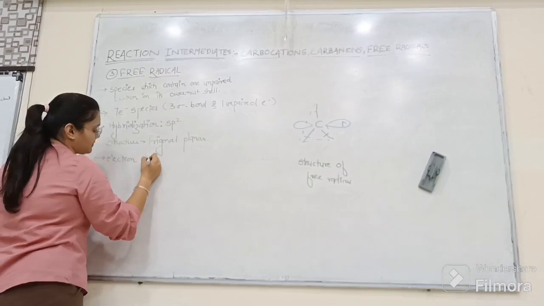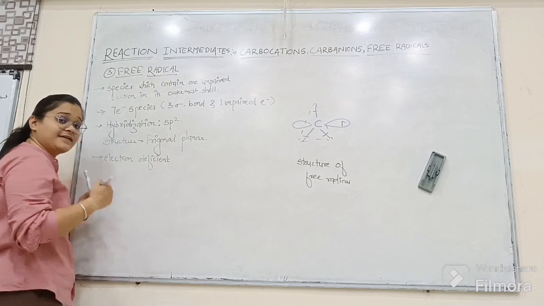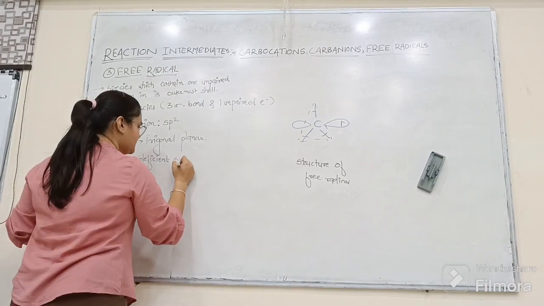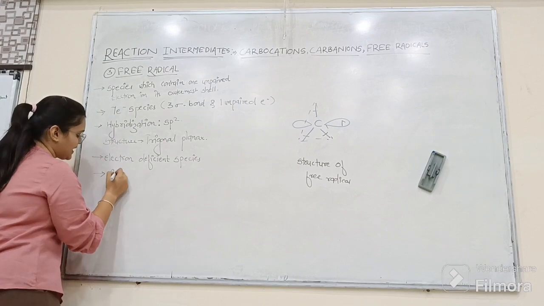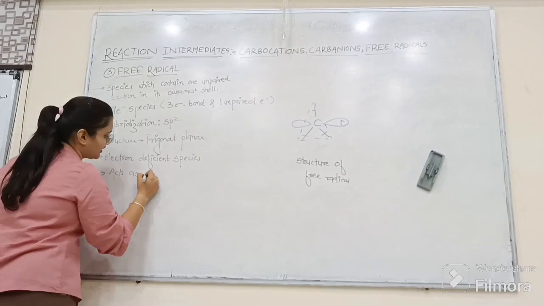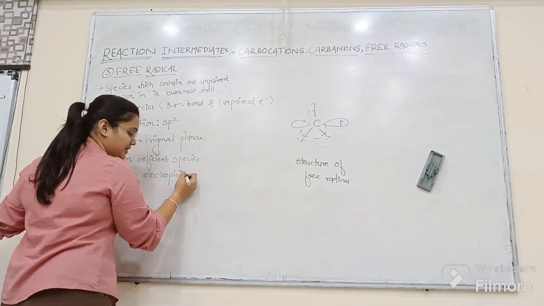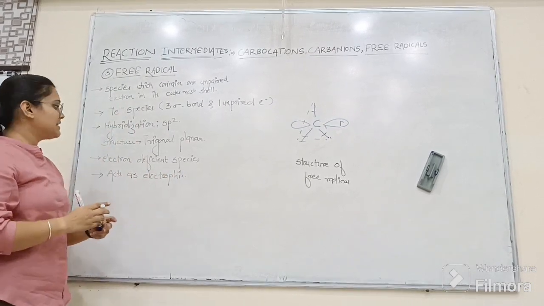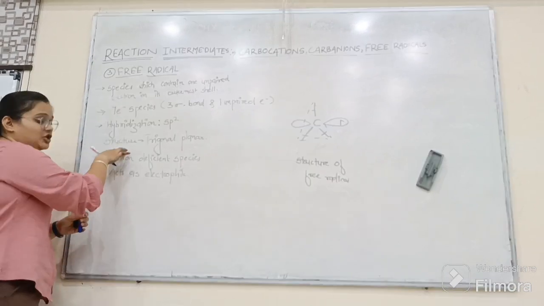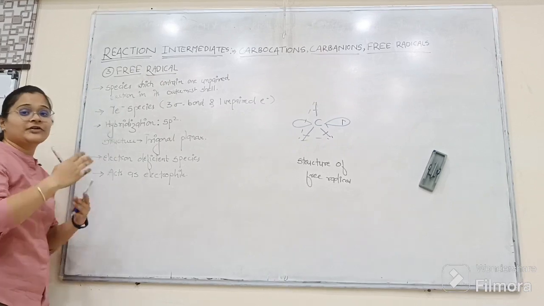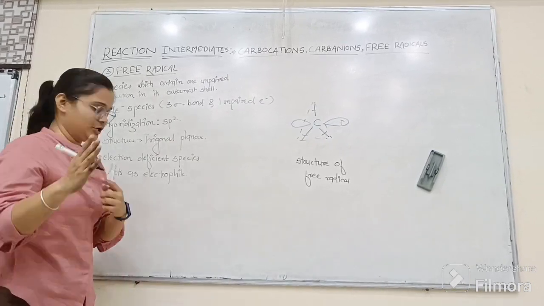Which means it acts as an electrophile. Electron deficient species means it acts as an electrophile. It has certain similarities with carbocation. As you can observe, here hybridization is also the same as carbocation. In a similar way, the structure is also the same, and it is an electron deficient species. So I can say free radical is somewhat similar to carbocation.